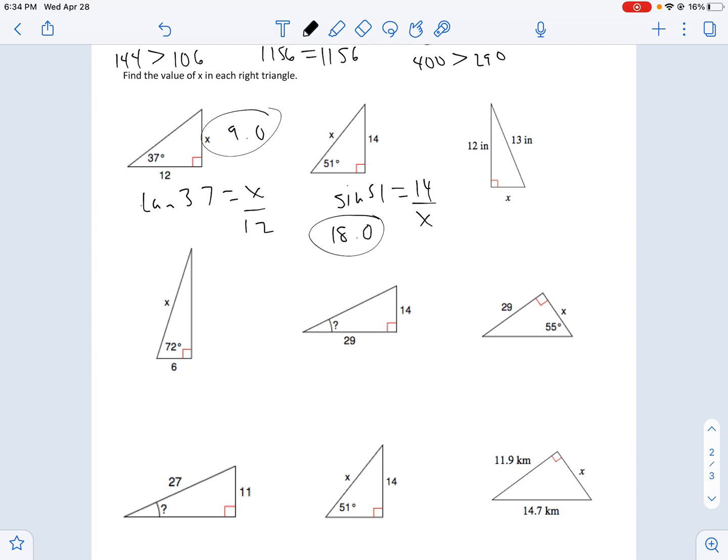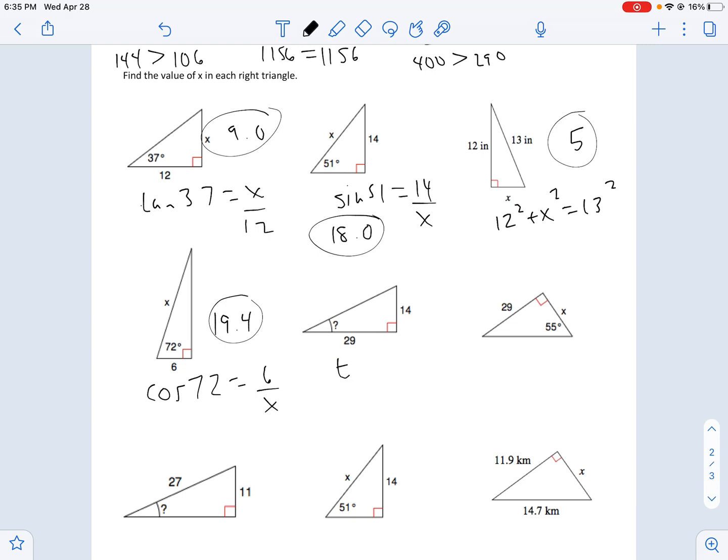Let's see, we're trying to find x, so we can use Pythagorean theorem. 12 squared plus x squared equals 13 squared. 13 squared minus 144, square root. That's going to be 5. Let's see, we have the adjacent and hypotenuse. So this is cosine 72 equals adjacent over hypotenuse. So 19.4.